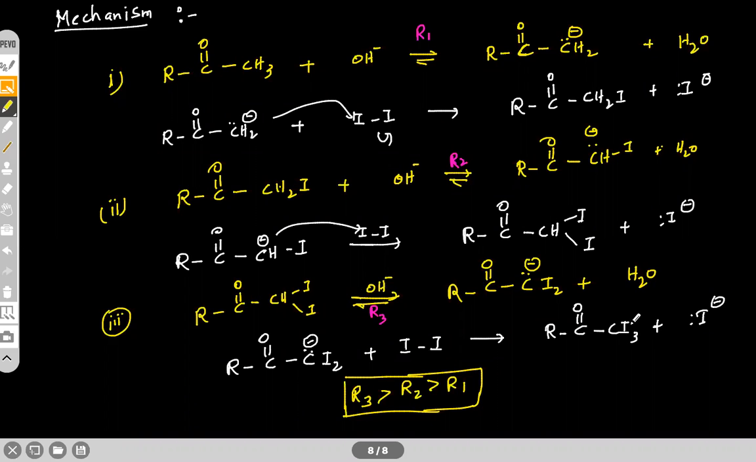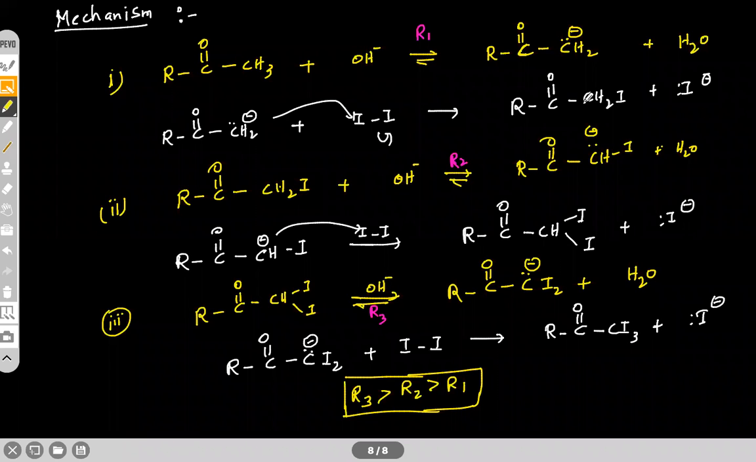Fine, that's the one thing. Obviously, we must have enough of I2 present here. Three equivalents are required; if enough I2 is present, the reaction goes till here. If only one equivalent is there, the reaction stops over here, because for the next step, I2 is not present. So we have this here.